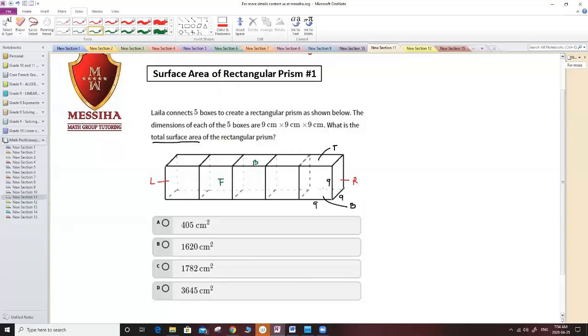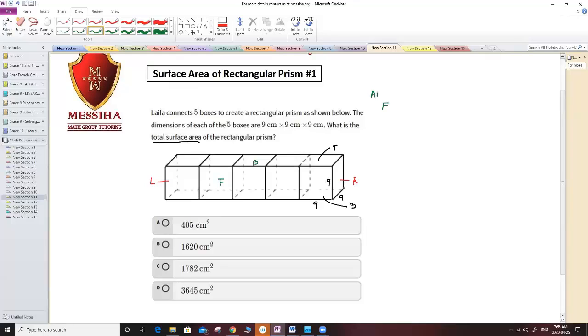So you see that these faces are congruent, so I don't need to add one by one. I'm going to take left and right together and multiply by 2. After that, the top and the bottom together, and the front and the back. So let's start with the first one. I'm going to say the front and the back.